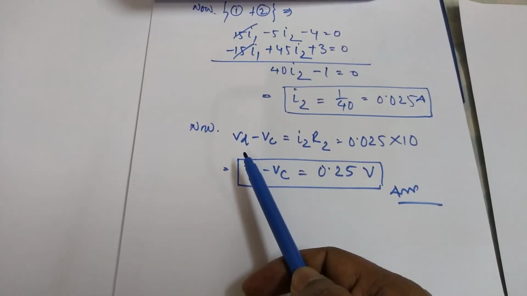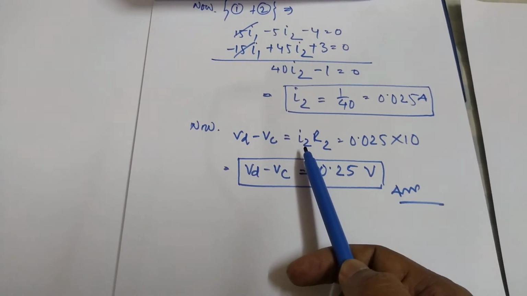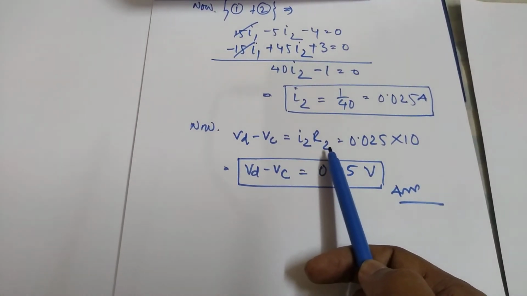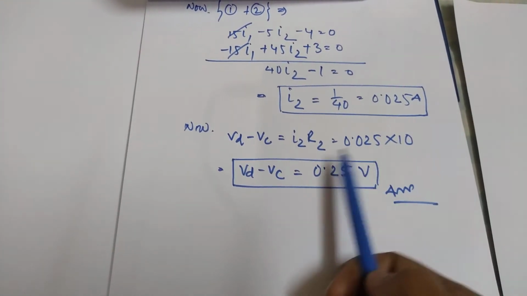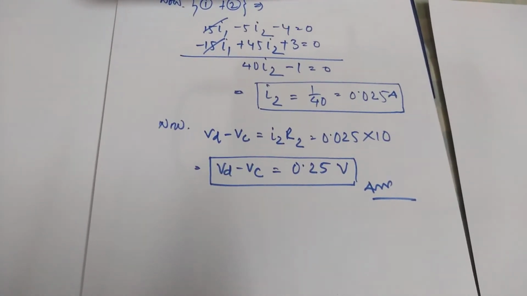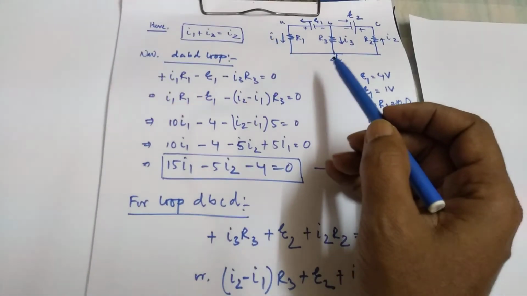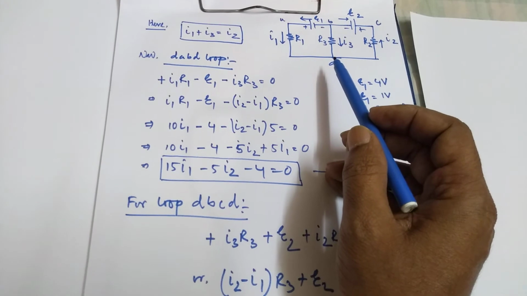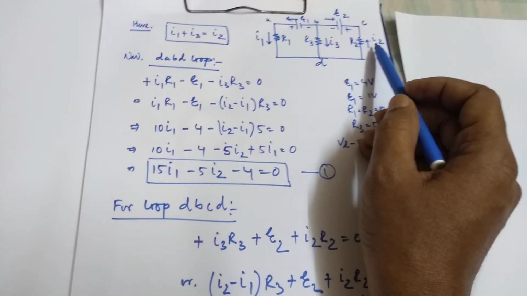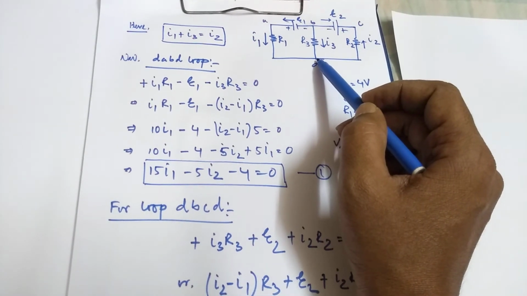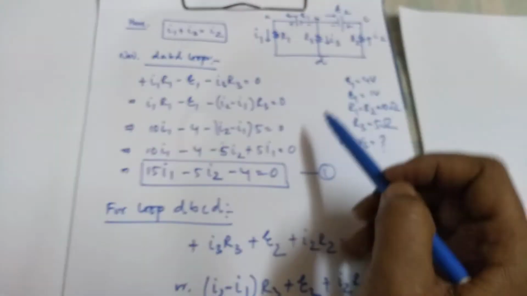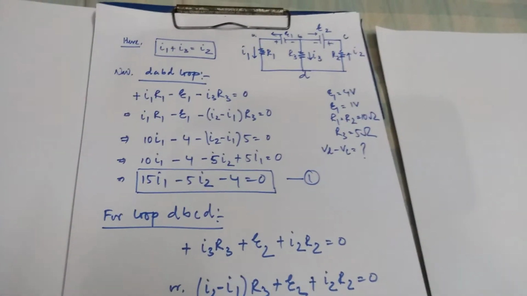Then I write down V D minus C would be minus I2 R2, which is basically 0.025 times 10, which gives you plus 0.25 volt. And it is plus, which means this is the higher potential. You can also find the direction of I2, because I2 is going in that direction. So if you take the difference between the points D and C, this is the higher potential.